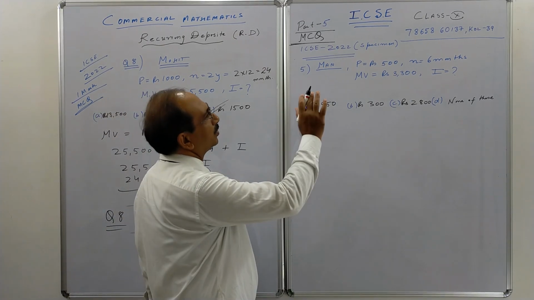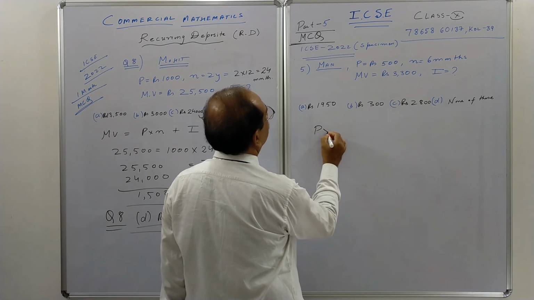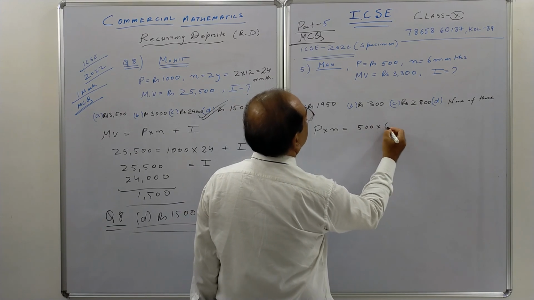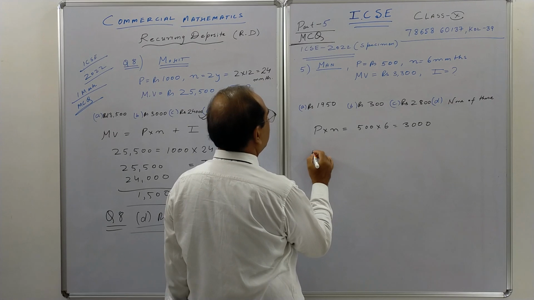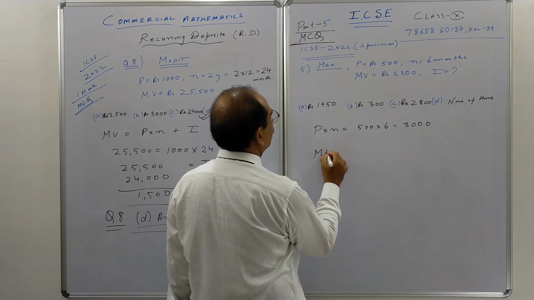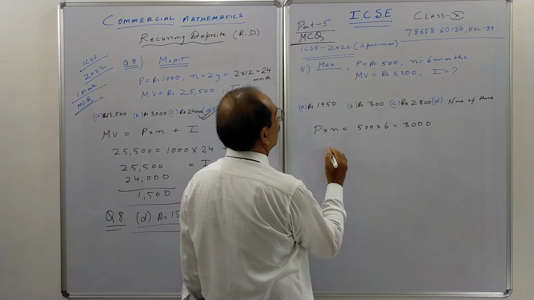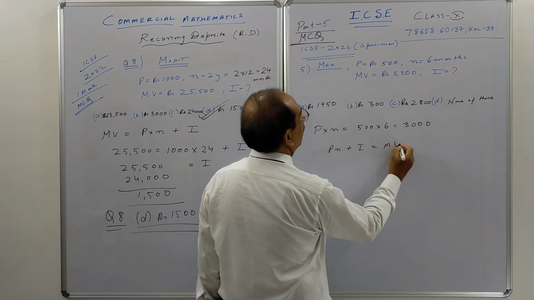So see, a man puts 500 for 6 months. So what is his money? He puts rupees 500 for 6 months, so he puts rupees 3000. So what is the interest paid by bank? We know the first formula I use, or I can write it opposite, children. P N, his money plus I is maturity value.